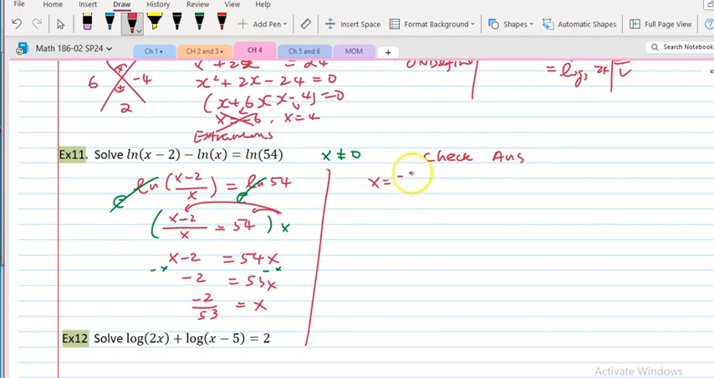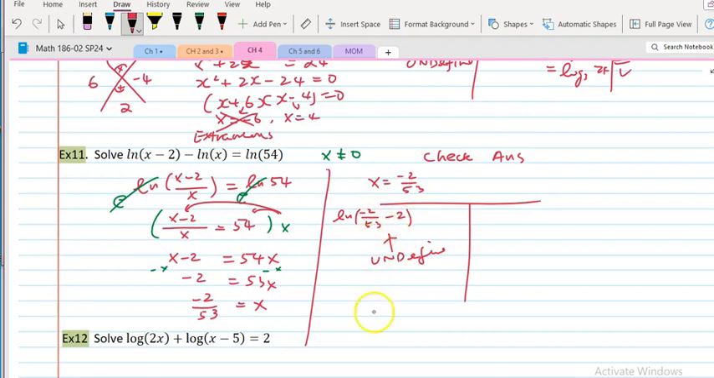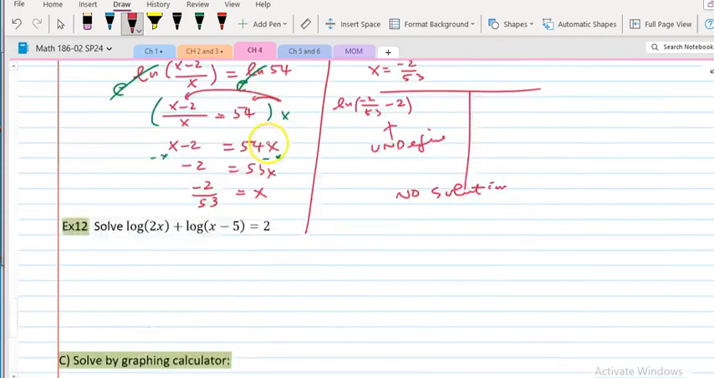Let's check x equal to negative 2 over 53. On the left-hand side, I have ln of negative 2 over 53 minus 2, which is undefined, right? You can do a negative, and then minus 2 is still a negative, it's undefined, so no solution. And when you plug in here, that's also a negative, that's also undefined. So the whole thing is no solution.